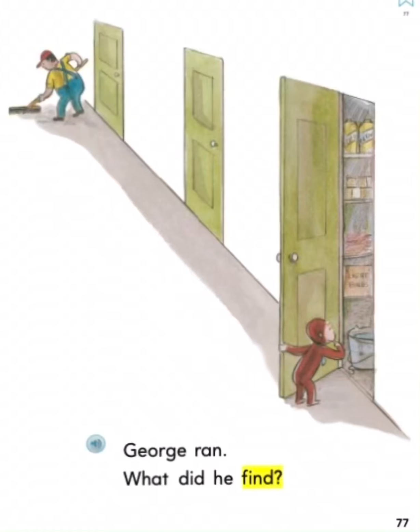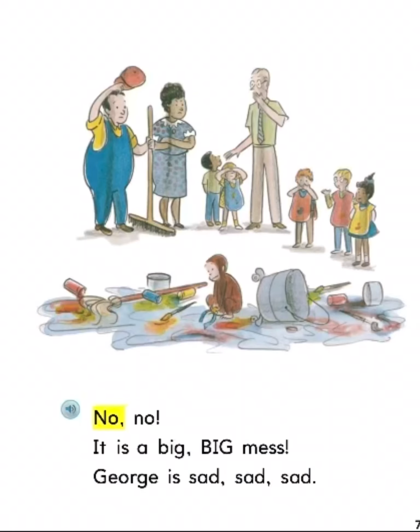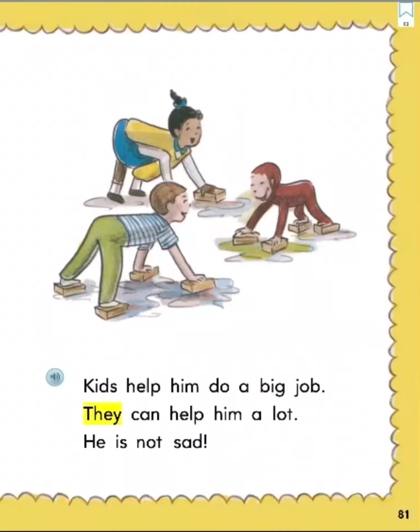George ran. What did he find? He got a mop. He had a big job to do. No, no. It is a big, big mess. George is sad, sad, sad. Kids help him do a big job. They can help him a lot. He is not sad.